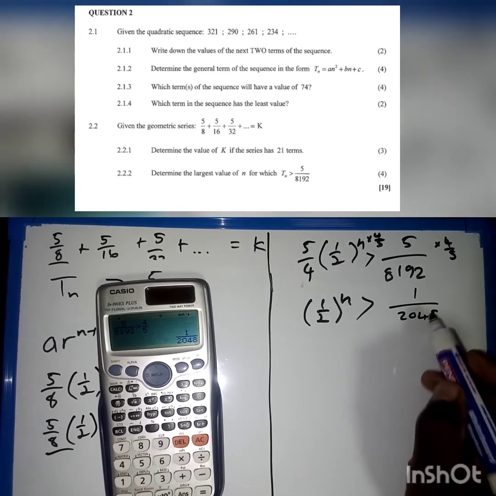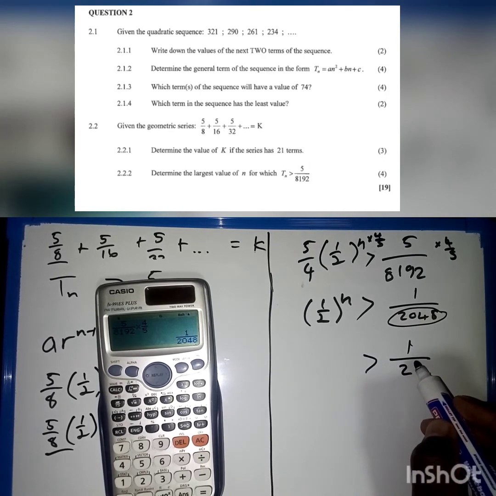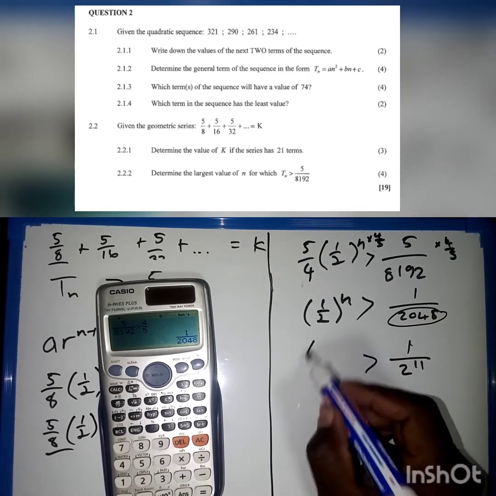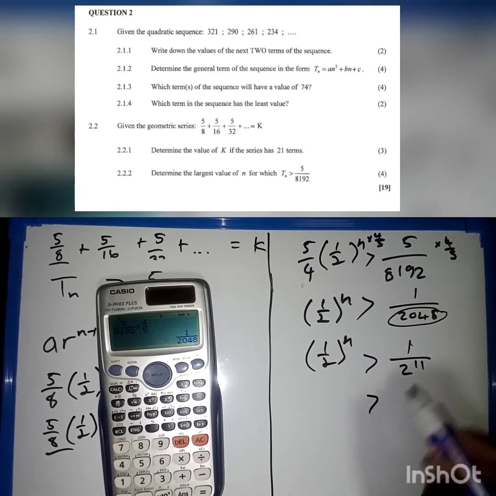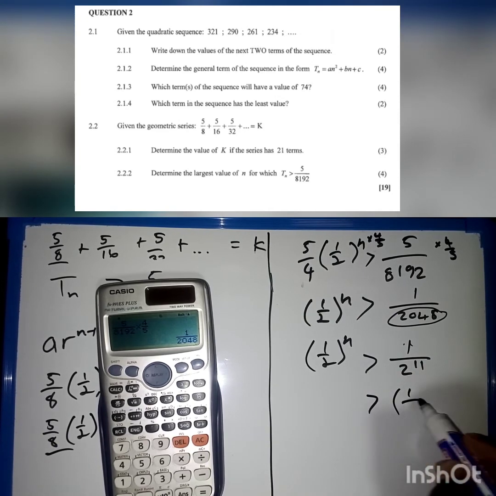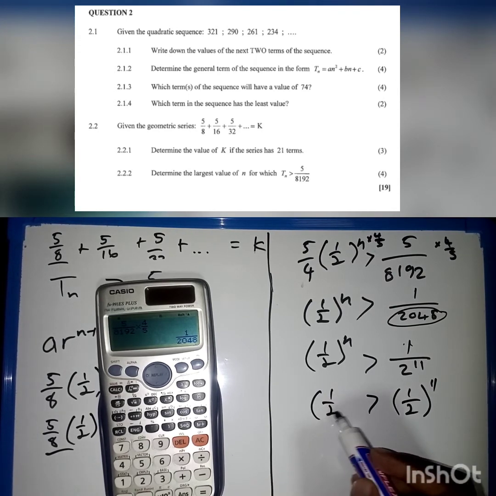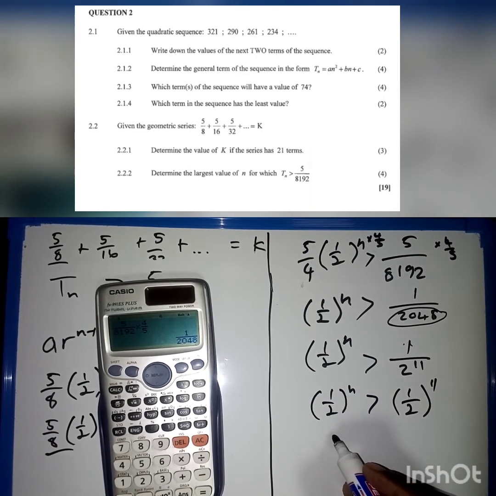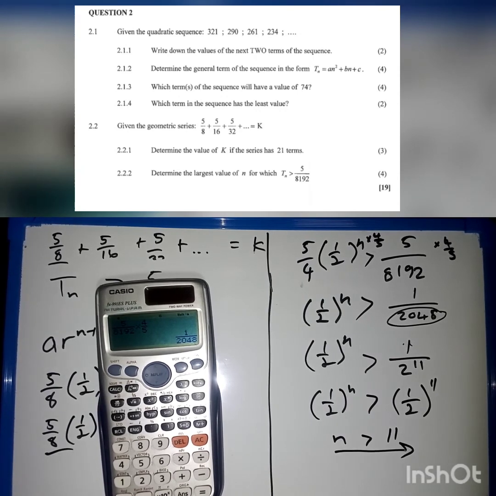And then we know that this can be written as 2 to the power of 11, and this is just a half, right? Anything 1 to the power of any number is 1, so this will be 1 over 2¹¹, and then (1/2)ⁿ like this. So n will be less than 11, and that's your final answer there. So right, cool. That's the end of question 2.